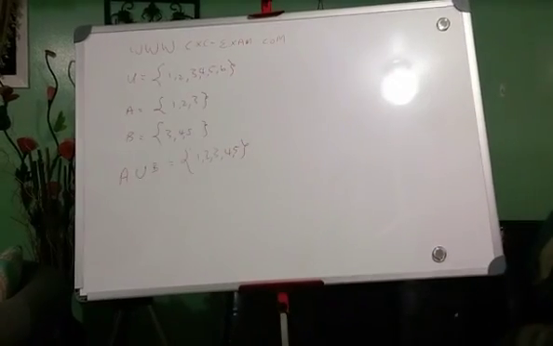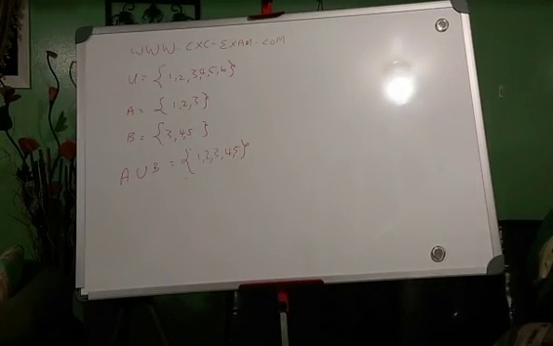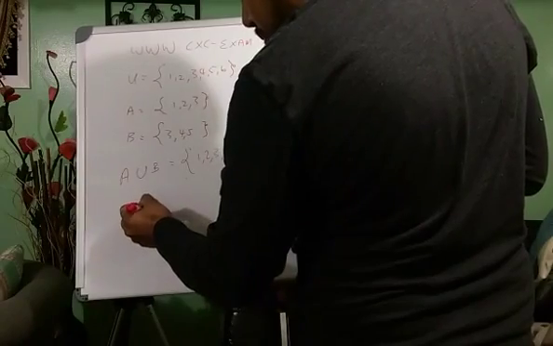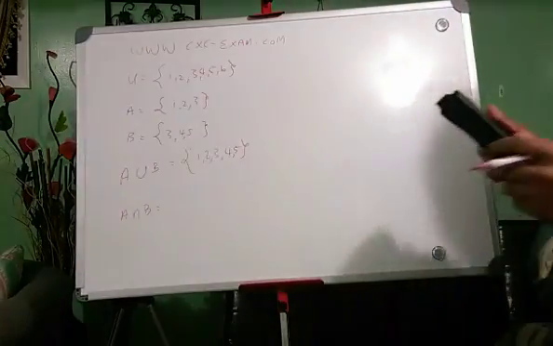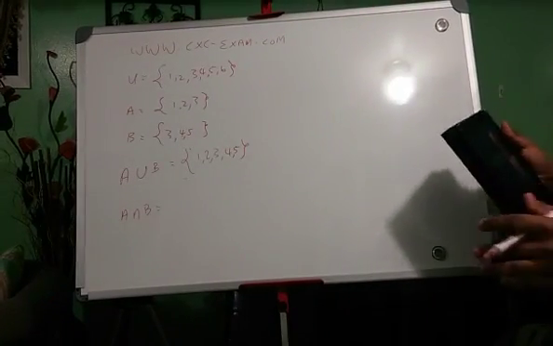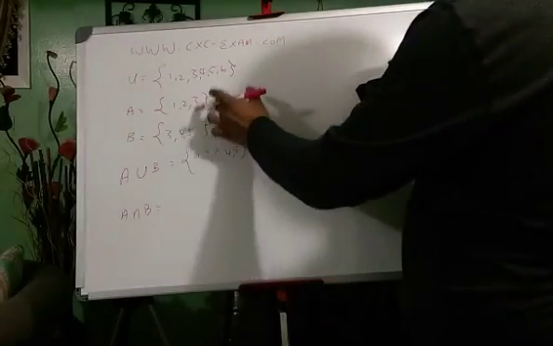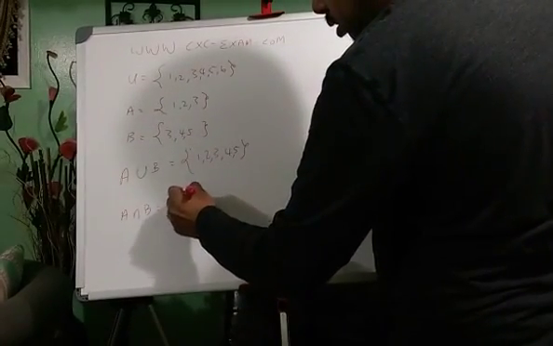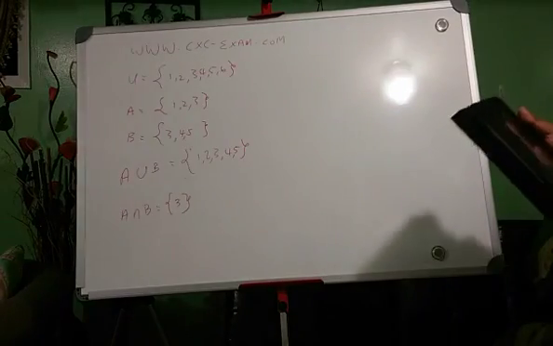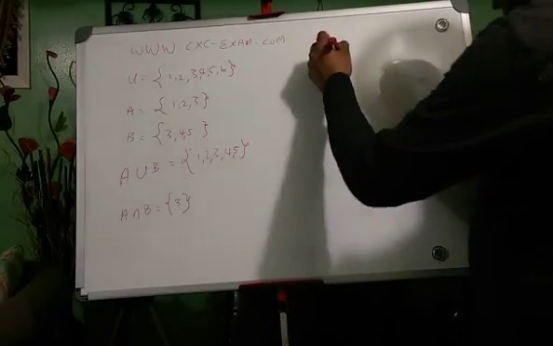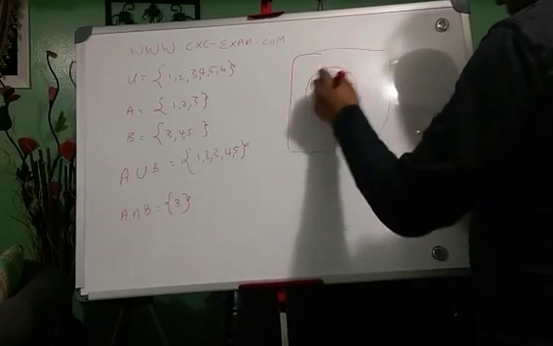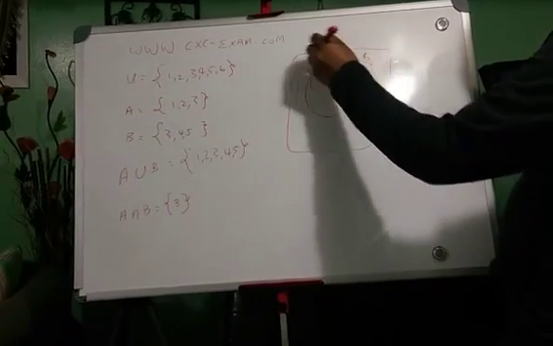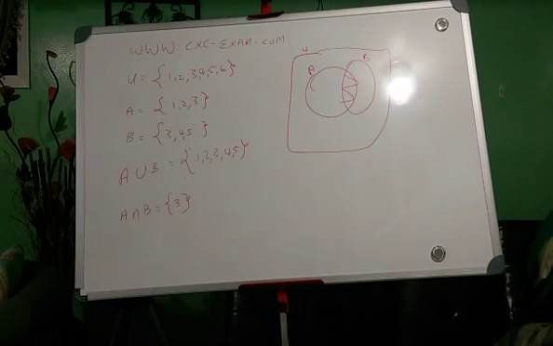Now, the next concept is intersection. What is A intersect B? The intersect is pretty much where it meets. What is common between these two sets? Alright? What is common? 3 is common. So the intersect is 3. Represented on a Venn diagram, A intersect B. Alright?